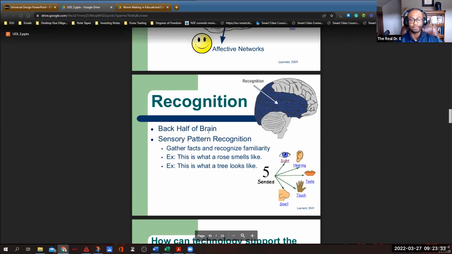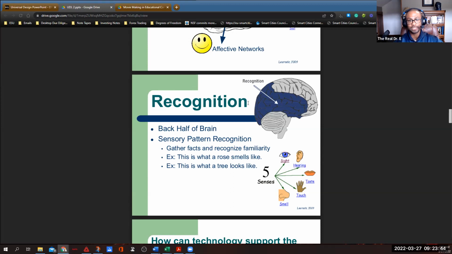Back half of the brain, sensory pattern recognition. We gather facts and recognize familiarity. This is what the five senses are all about. So in the brain, we have recognition receptors where we are leveraging and using our five senses. And this is how people make sense of the world. Some of these we need to understand are better than others. Some people have better sight. Some people have better hearing. Some people have better taste. Some people have better touch. Some people have better smell at all different levels. Okay.